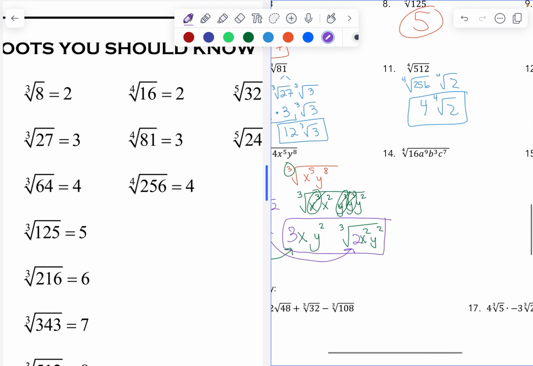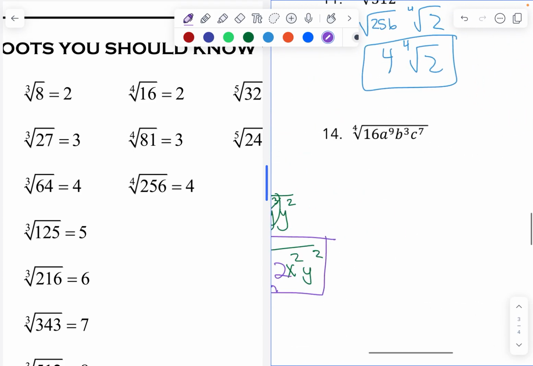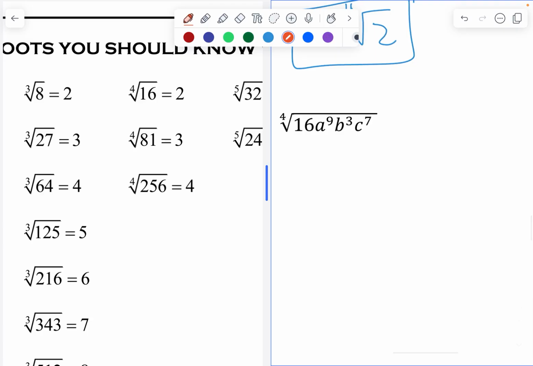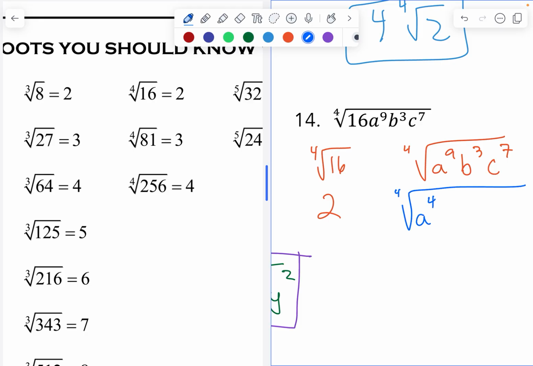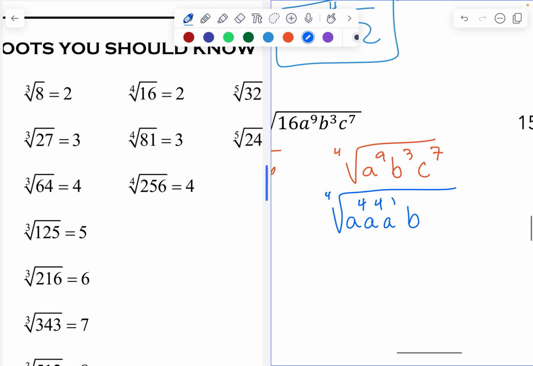Okay, so just a couple more of those. Number 14, so 4th root of 16, and then 4th root of a to the 9th, b to the 3rd, c to the 7th. 4th root of 16 is 2. I'm going to write everything here with 4s. It'll be 8 with 1 left over. Now, 3 is not 4, so I can't rewrite that with the 4. That's too small.